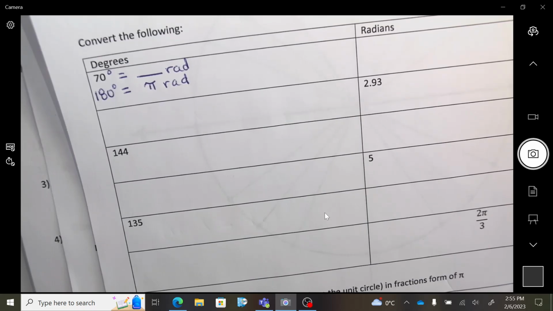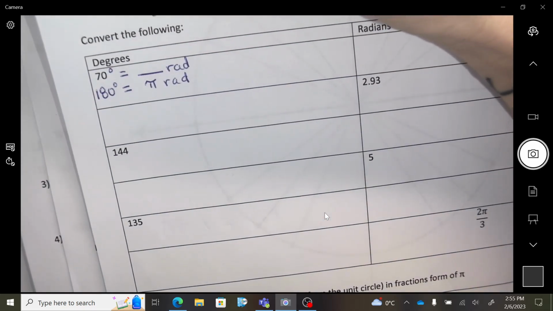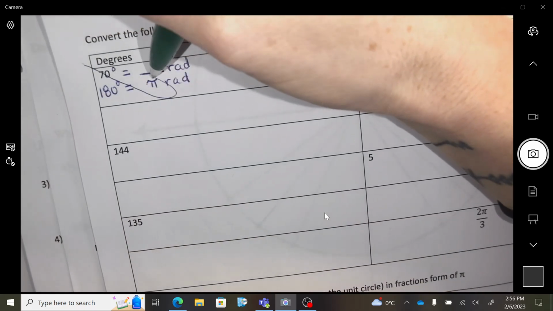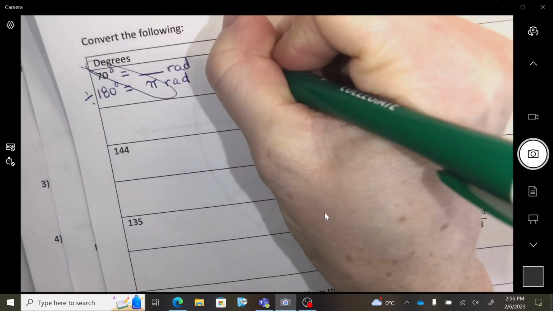Which two items would you want to multiply and which one would you divide? Chris says no cross, he doesn't like it. Which ones would you connect and multiply? 70 times pi divided by 180.